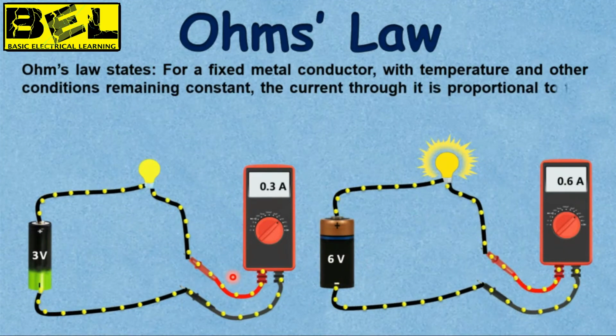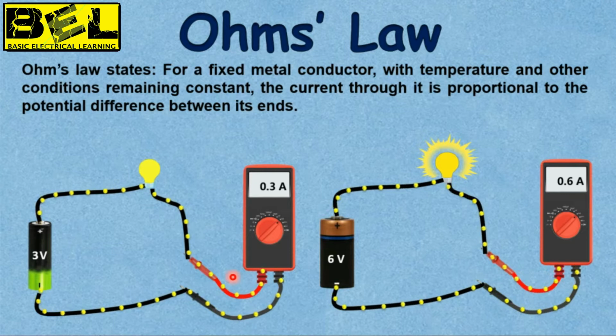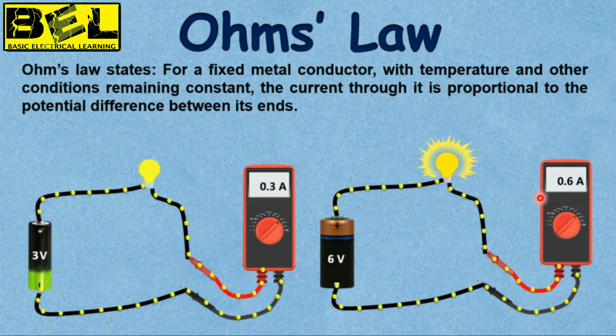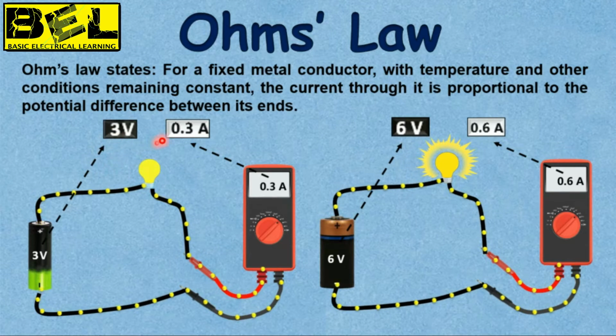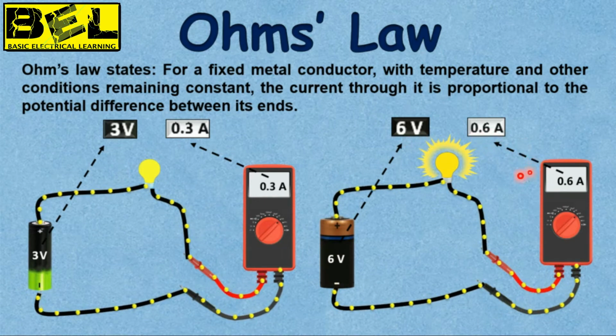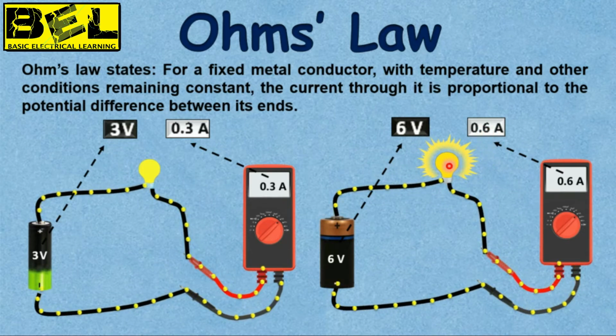Ohm's law states, for a fixed metal conductor with temperature and other conditions remaining constant, the current through it is proportional to the potential difference between the ends. So you can see here, when the voltage is 3 volt, the current is 0.3 ampere, and when the voltage is 6 volt, the current is 0.6 ampere. So you can see that double the current will glow the bulb more brightly.